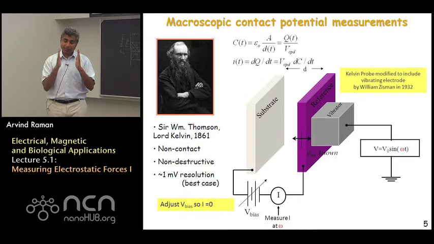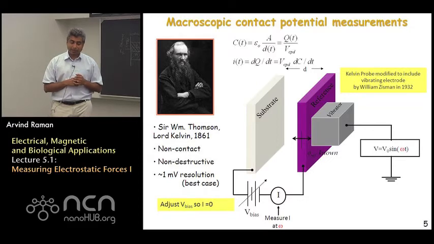And you would mechanically move this up and down near the substrate that you're trying to measure, and you'd link these two up with a wire or connect them electrically and measure the current that flows between the reference and the substrate. Now, how this method would work then is in the following fashion.